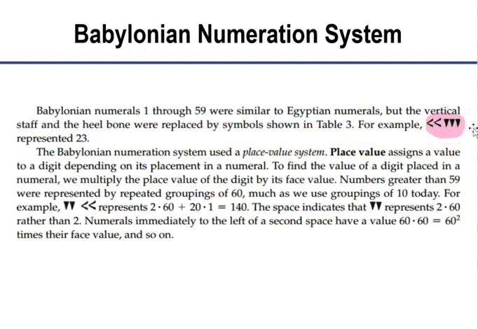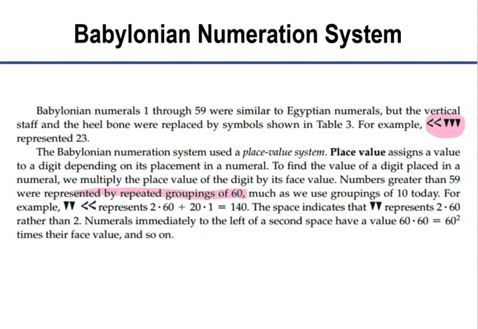Pretty simple, right? It says the Babylonian numeration system used a place value system. Now this is different than Egyptian. Egyptian, we just added all those symbols together. But the Babylonians used a place value system. Place value assigns a value to a digit depending on its placement in a numeral. To find the value of a digit placed in a numeral, we multiply the place value of the digit by its face value. Numbers greater than 59 were represented by repeated groupings of 60. Okay, what that does, y'all, is that makes this a base 60 system. So repeated groupings of 60, much as we use groupings of 10 today.